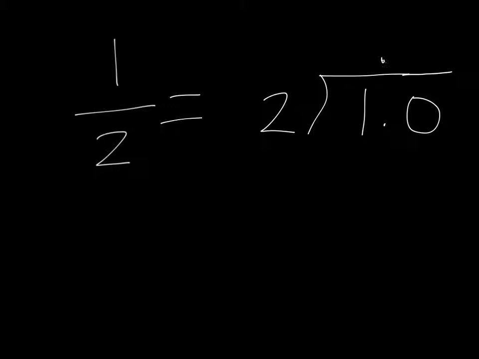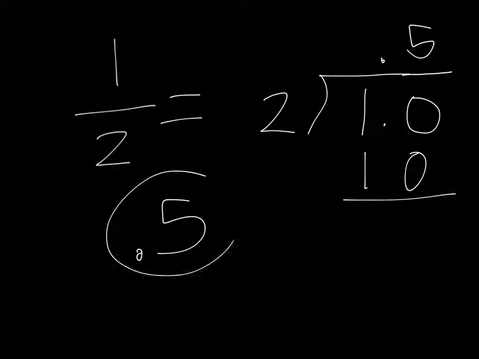I'm going to bring my decimal up. 2 goes into 10. That's right, 5 times. 5 times 2 is 10, and that's done. So my decimal in this case is 0.5.